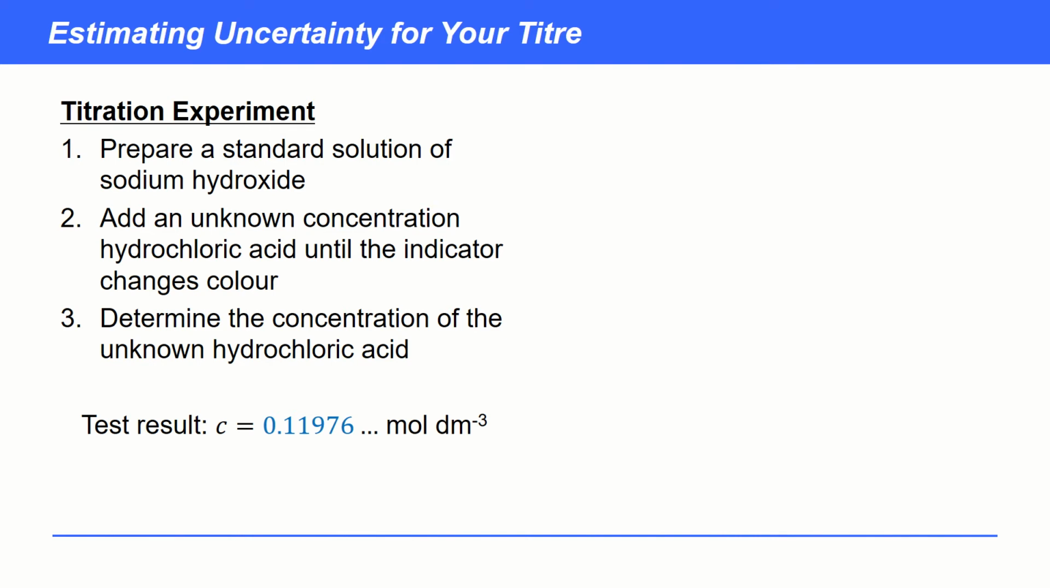So imagine that you've done this titration experiment. You prepare a standard solution of sodium hydroxide, you add an unknown concentration of hydrochloric acid until your indicator changes colour, and then you determine the concentration of the hydrochloric acid to be this value here. I've deliberately left this as an unrounded value because we don't know how many decimal places to give it to, based on the fact that we don't actually know what the uncertainty is for that experiment. Do we know it to 5 decimal places? Do we know it to only 1 decimal place? Well, it depends on the equipment that we've used.